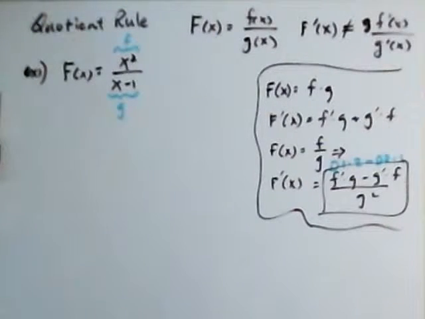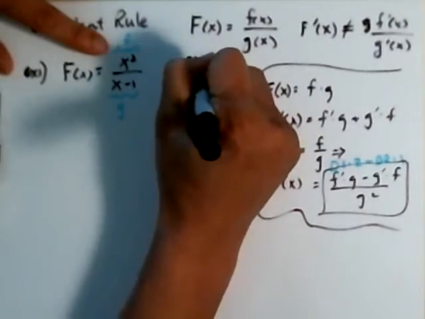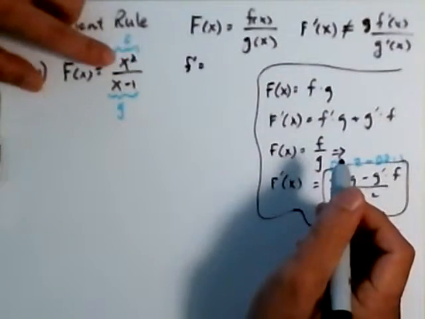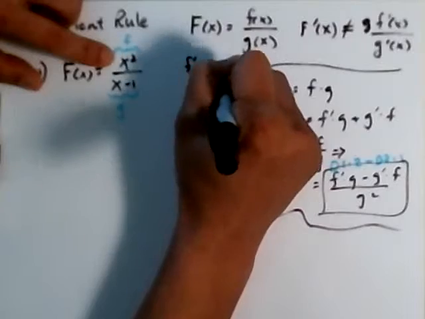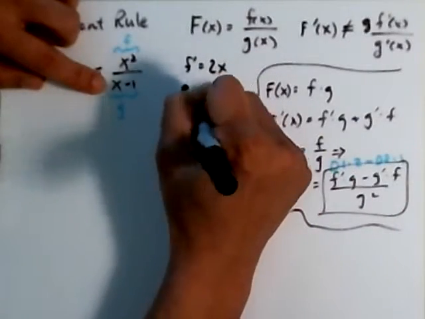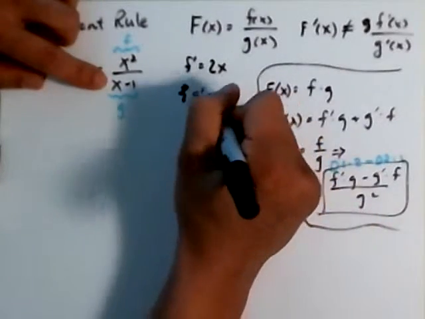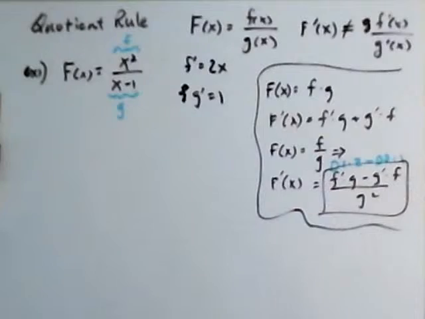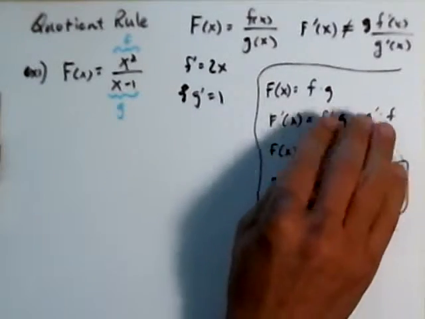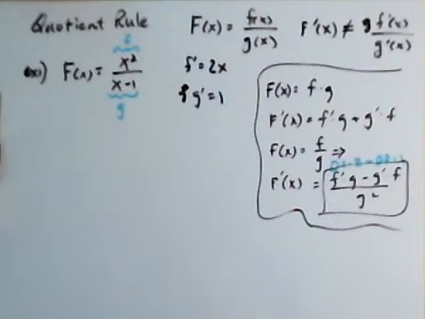Just like the product rule, we're going to use the quotient rule. We have to find f prime first. Using the power rule, the 2 comes down, subtract 1, it's going to be just 2x. The derivative of g, which is g prime: the derivative of x is just 1. The derivative of a constant is 0. And make sure you write the formula down before you start every single time. It's a really good practice to have.